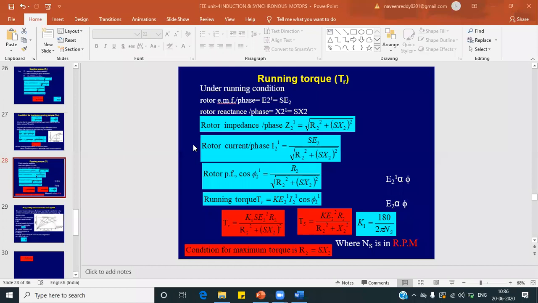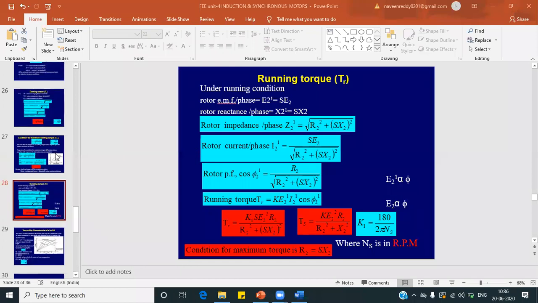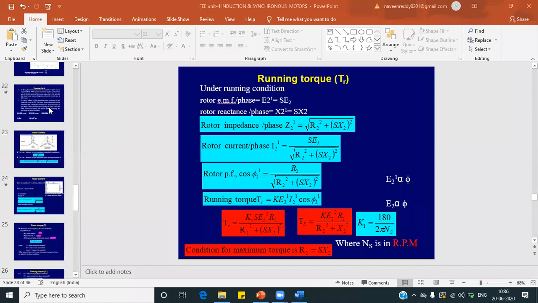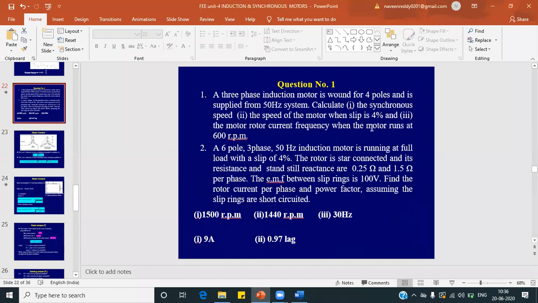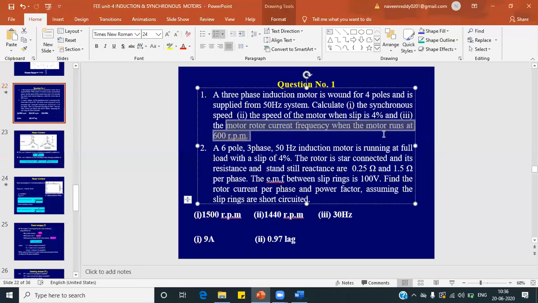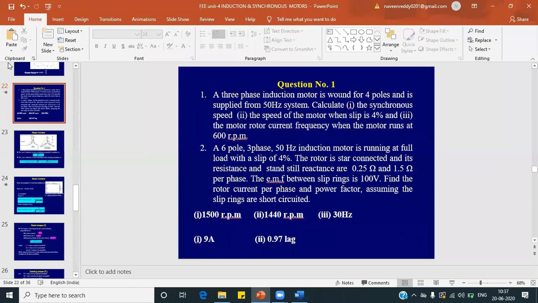Explain the third part of the problem once again, sir. Okay, any more doubts? If you have any more doubts, I will definitely explain. Yes, the third part of the problem. Here you have to calculate the rotor frequency when the motor is rotating at 600 rpm. Simple thing, let me use a pen and change the color also. So now this is nr. What is ns? Ns is 1500 rpm.